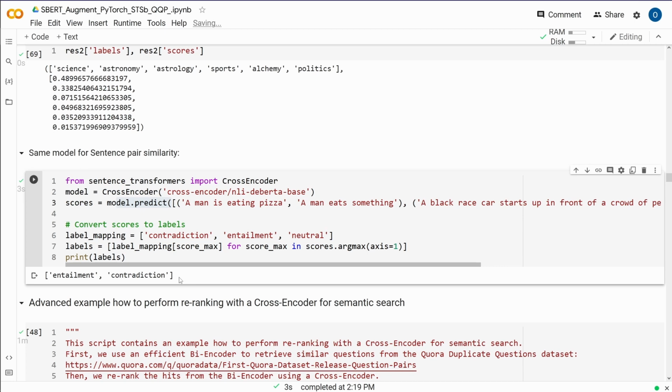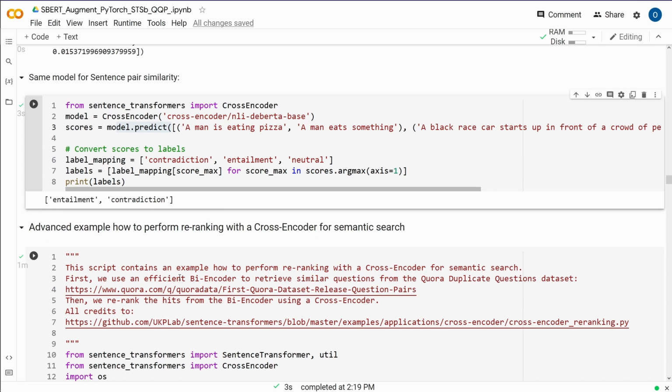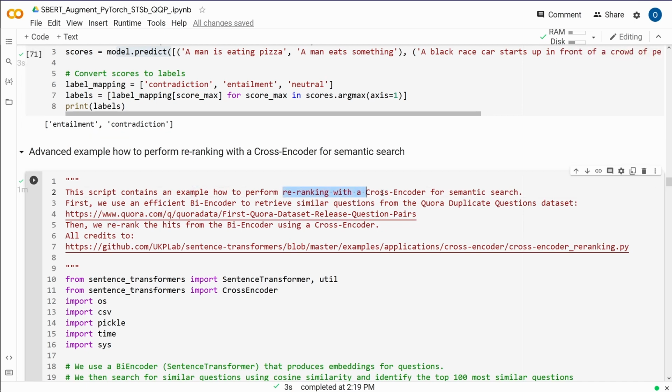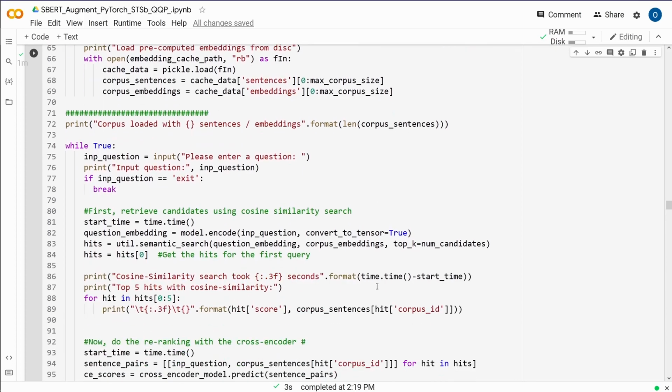And if you are still with me, you get a second bonus. You get a preview of what will come. Because what we will do, we will use a cross-encoder and a Bi-encoder, very easily. And we will have an example where we perform a re-ranking with a cross-encoder for semantic search. At first, we use an efficient Bi-encoder to retrieve similar questions from a dataset. And then we re-rank the hits from the Bi-encoder using a cross-encoder. So we combine BERT and SBERT in an intelligent way, and I'll show you the code how it is done. See you next time.